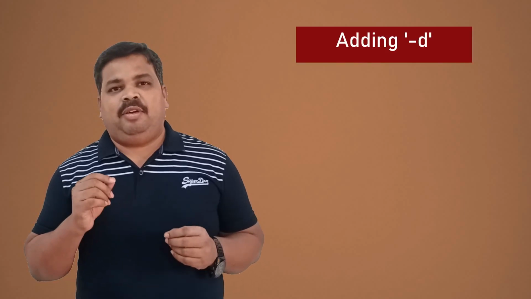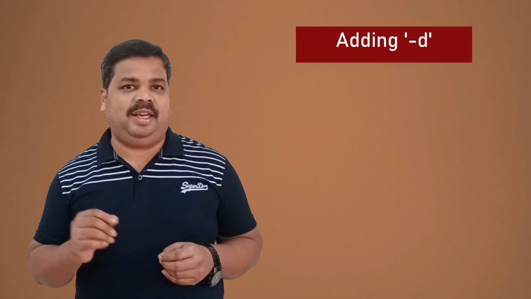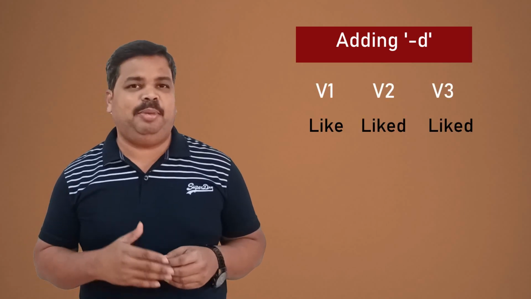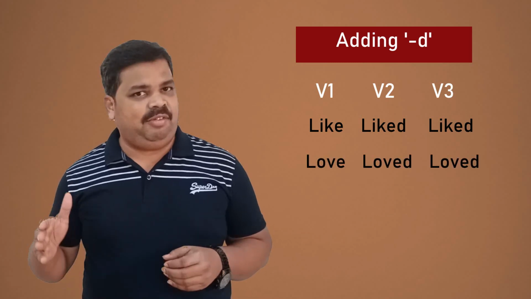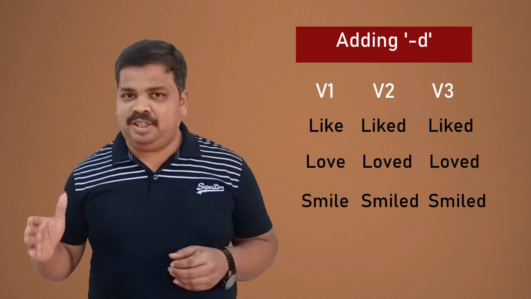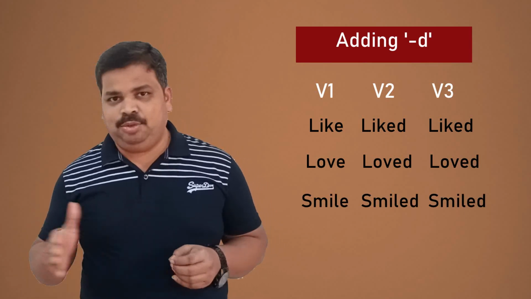Now, we have another kind of addition which we call inflection. The word inflection is used in English to indicate the modification of a word to convert it into another form. So, the word can be changed into another form by adding D as well. For example, the word like, L-I-K-E, we just add D to make its past and past participle forms. Like, liked and liked. Love, loved and loved. Smile, smiled and smiled. So we are just adding D to these kinds of words.